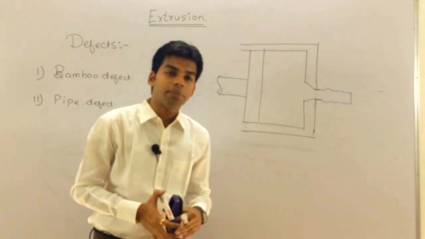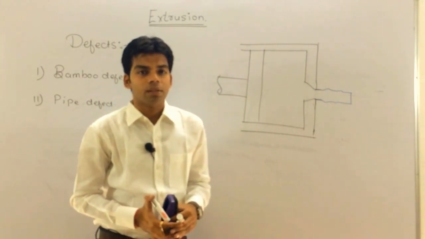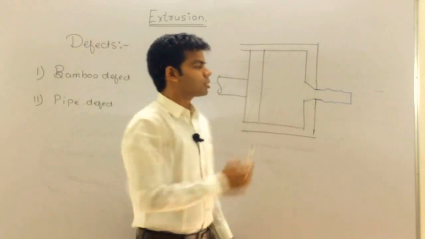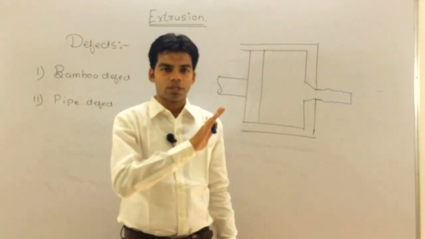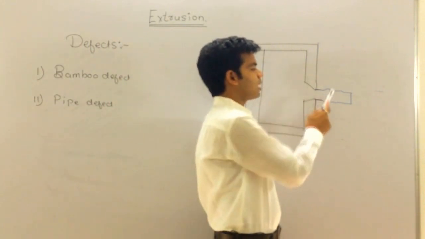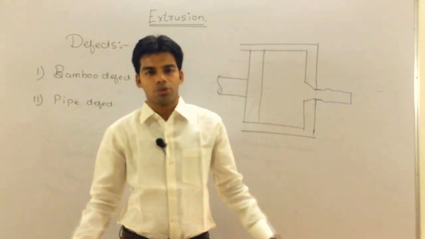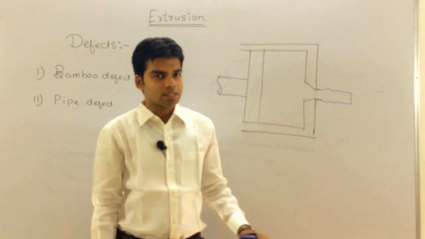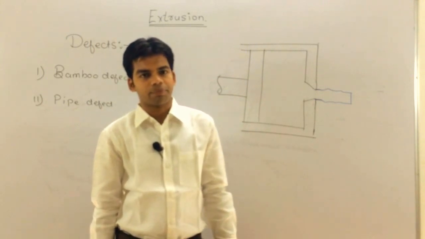And what is the reason? What can be the reason of this defect? Obviously, the non-uniform velocity of the ram. If the velocity of the ram is non-uniform, then obviously the final shape we are getting will be non-uniform. As simple as that. So such type of defect is the bamboo defect.